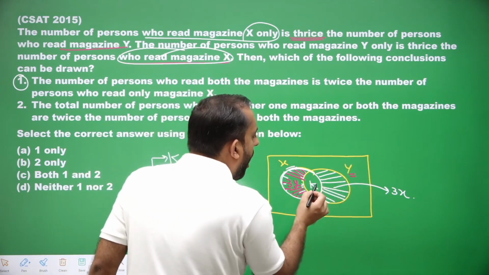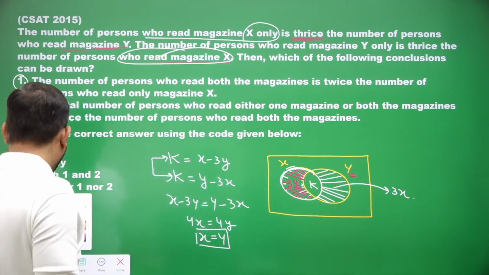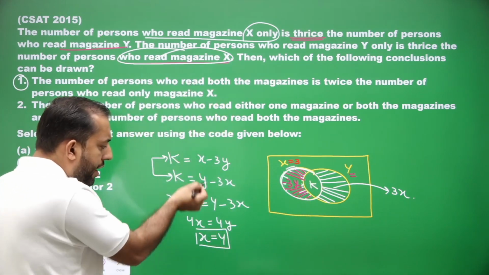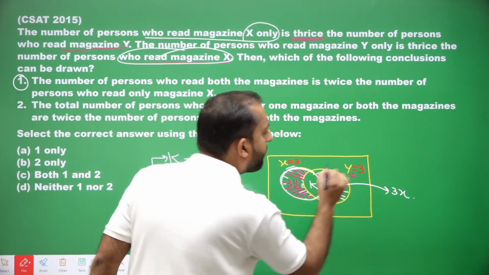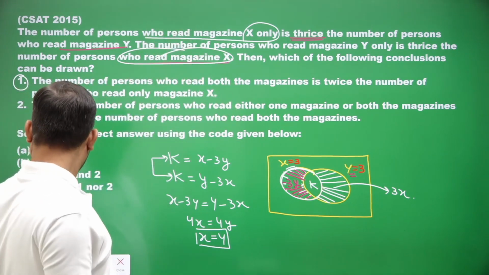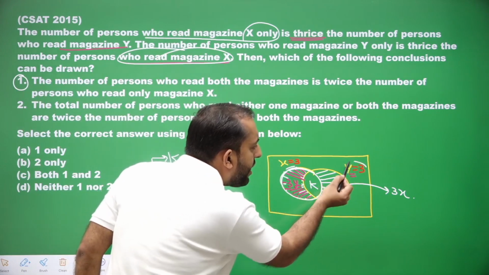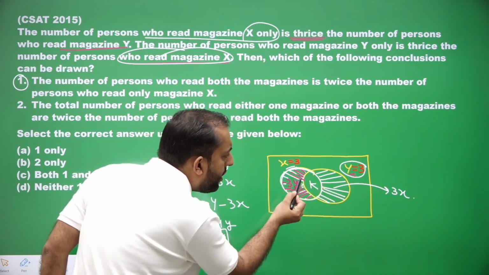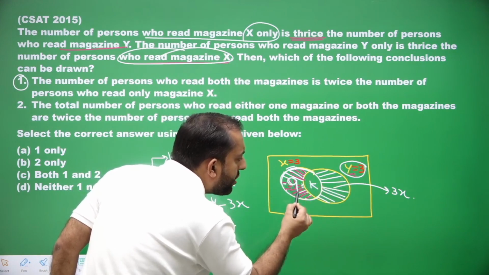Now if X and Y are both equal, let me replace them. Let's say X is 3, and Y is 3 also. As per the given condition, only X should be thrice of Y. So this part should be thrice of Y, which means 9. This part should be 9.